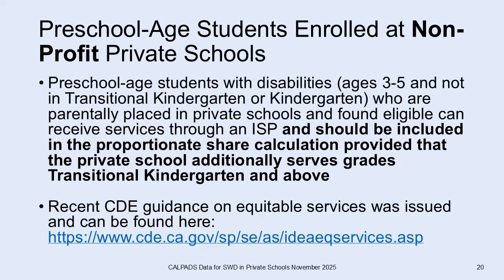Right, so preschool age students. This was a change in guidance last year. So now preschool age students who are attending private schools should be counted in your proportionate share calculations, provided that the private school they're attending is, number one, nonprofit, and number two, that private school not only has to serve preschool grade levels, but they also have to serve TK and above. Okay, so minimally, if they have a TK program and a preschool program, you should be counting them for purposes of proportionate share. The guidance on equitable services can be found at the link at the bottom of this page.